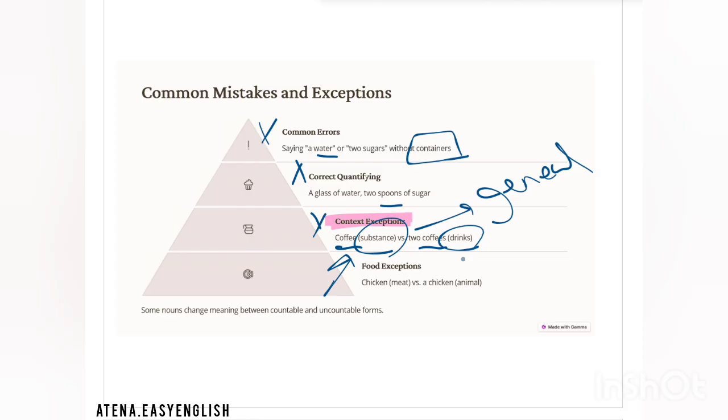And here another exception, which is food. Look at here, chicken versus a chicken. Here it says when you mean chicken as a meat, as a food, in here it's just chicken, uncountable. But when you mean chicken as an animal, you can count it. For example, we have 3 chickens in our village. So in this case, you can add a for the chicken.